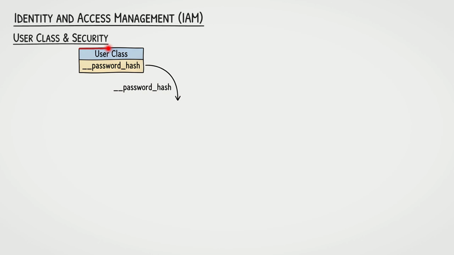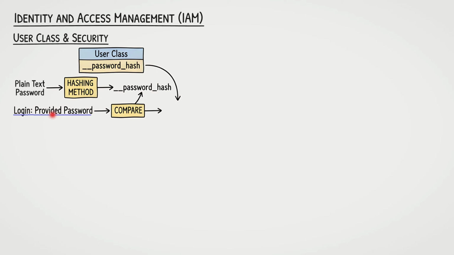Starting on the left, the user class manages who is using the system and, crucially, their security. Sensitive data like passwords are never stored as plain text. Instead, the user class uses a private attribute, like this password hash here, marked with double underscores. When a user signs up, their plain text password is passed through a secure hashing method. Then, when they try to log in, the provided password is evaluated using a compare function against that secure hash. If they match, the user is authenticated.